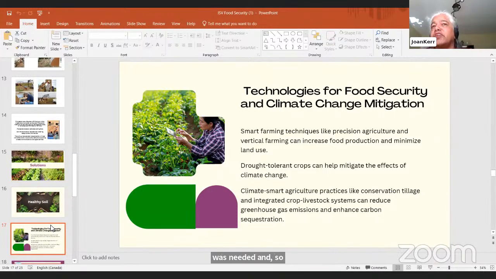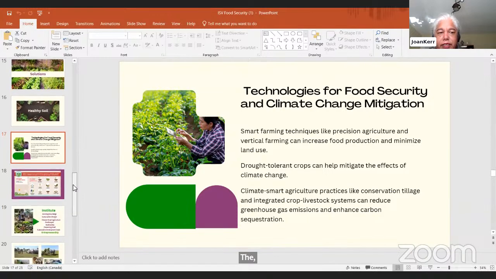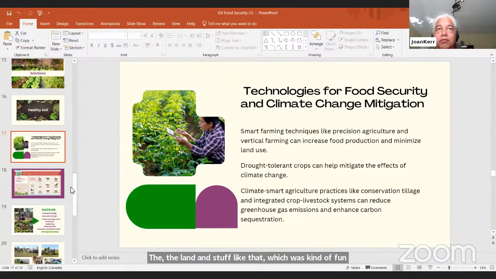But we also ended up having chickens on the farm, so we would move them around. We built a rolling cage so that they could go to different areas, and that helped us maintain the land and stuff like that, which was kind of fun. And then we would use their waste and put it in a pot and let the sun dry it out and use it as compost.